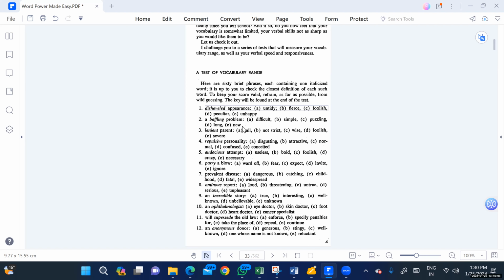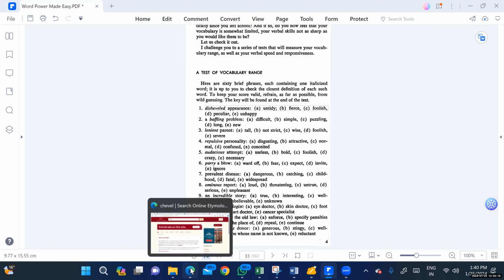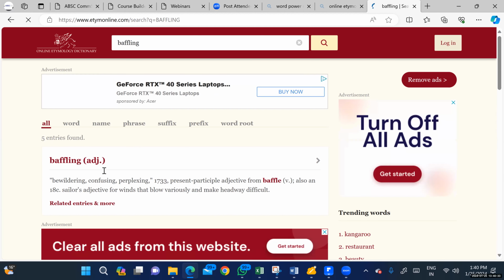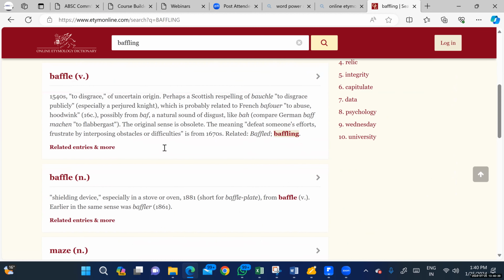Second is a baffling problem. Let's understand how I know the right meaning from this. Baffling. Let's find the root word for baffling. When we say baffle, he's baffled. He's baffled. Bewildering, confusing, perplexing. So what is the root word? Let's see the root word.